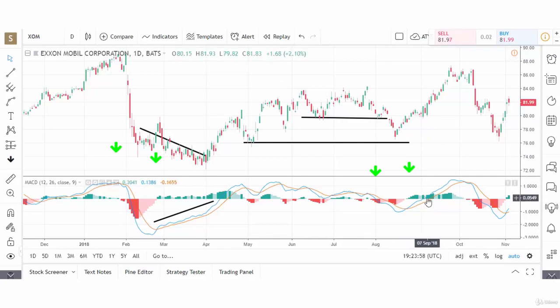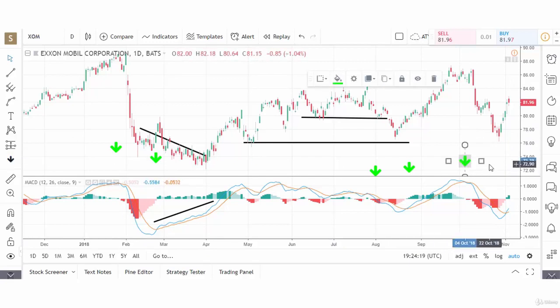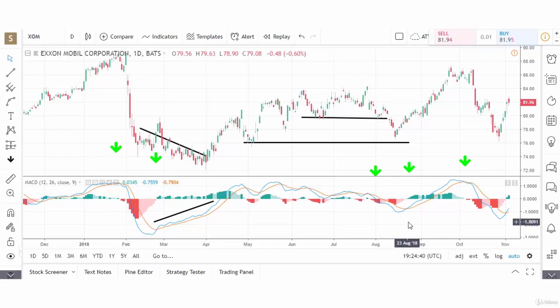The MACD confirmed by crossing the zero line in early September, and the stock continued up from the $80 level to around the $87 level. We had another sell signal in our MACD, which was overbought at this point. So this sell signal would have told us to tighten up our stops, and then we see the stock fall off again, and now we're in a buy signal in the MACD right now. So that's the MACD combined with support and resistance in the stock of ExxonMobil.